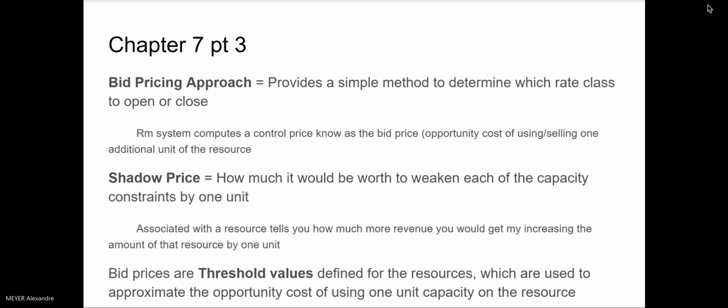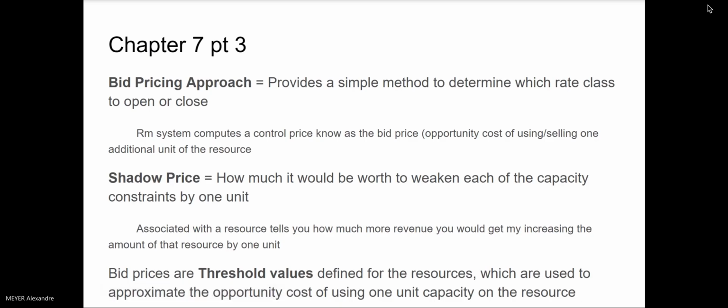The shadow price is associated with a resource, and it tells you how much it would be worth to weaken each of the capacity constraints by 1 unit. So again, it tells you how much more revenue you would get by increasing the amount of that resource by 1 unit. So if you increase 1 additional room, how much money you're going to get. Bid prices are essentially threshold values defined for resources. So certain values that if you surpass, then you have to change, right? And they are used to approximate the opportunity cost of using 1 unit of capacity on the resource.